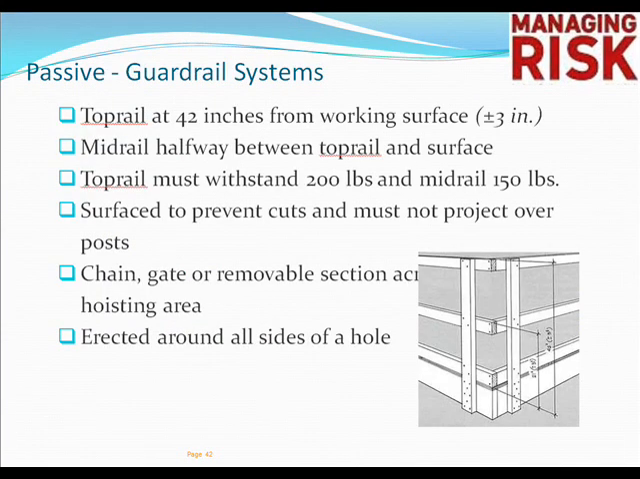Passive guardrail systems. Top rail at 42 inches from working surfaces, plus or minus 3 inches. Mid rail halfway between top rail and surface. Top rail must withstand 200 pounds and mid rail 150 pounds. Surface to prevent cuts and must not project over post. Chain, gate, or removable section across openings at hoisting areas, erected around all sides of a hole.